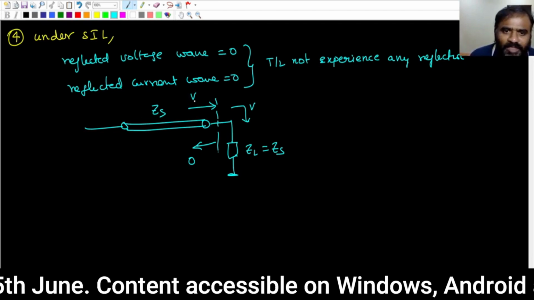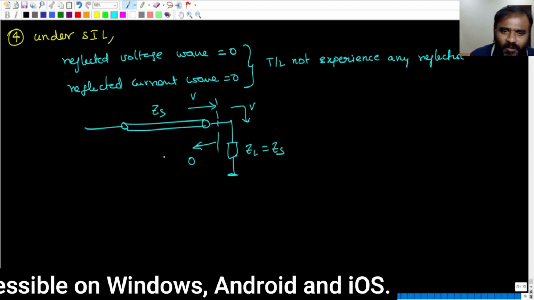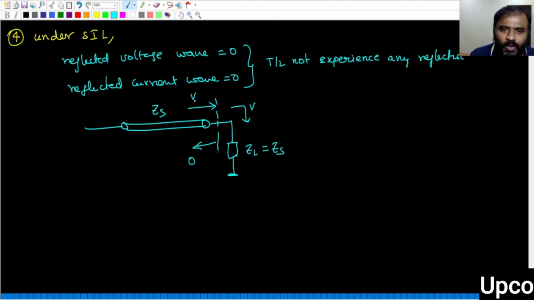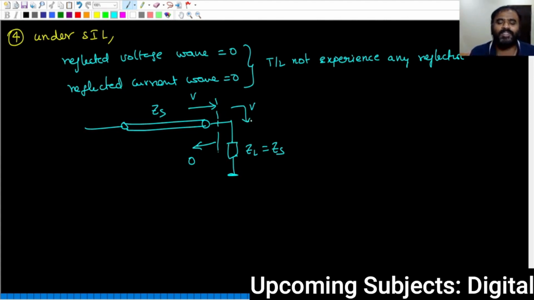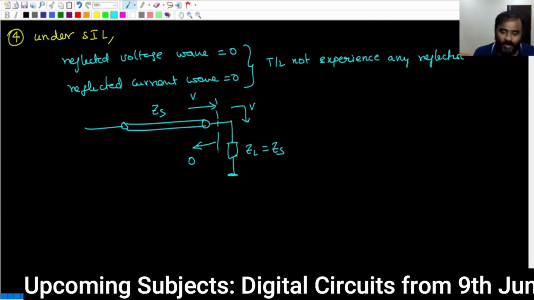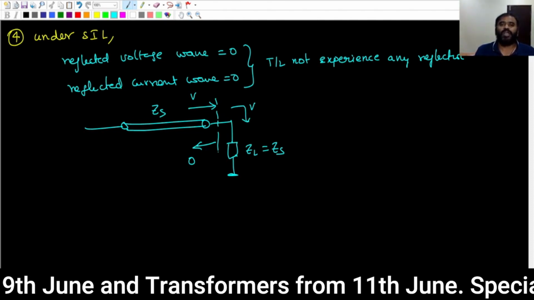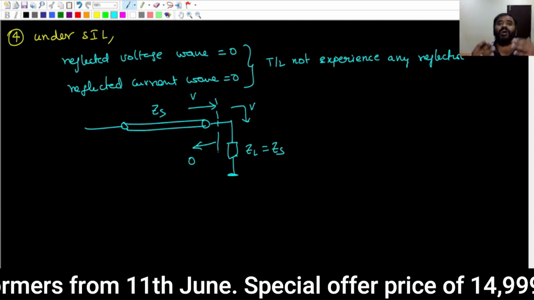Incident voltage is coming here, and this is called the refracted voltage, also called the transmitted voltage. Transmitted voltage and incident voltage are both the same under surge impedance loading. That's why under surge impedance loading, since there is no reflection along the line, the transmission line is called a flat line or infinite line.